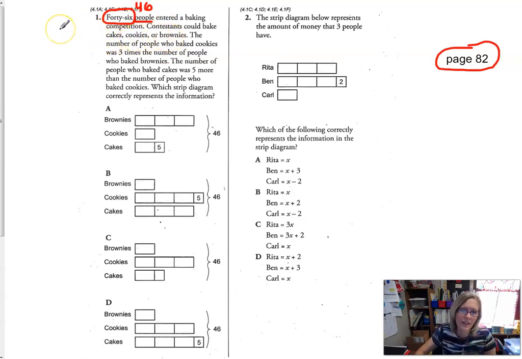It says that I have contestants that have cakes, cookies, or brownies. So I know I'm going to have 3 sections that I'm looking at. So I'm going to have to look at cakes and at cookies and at brownies. So I want to make sure that I have all 3 of those before I go on.